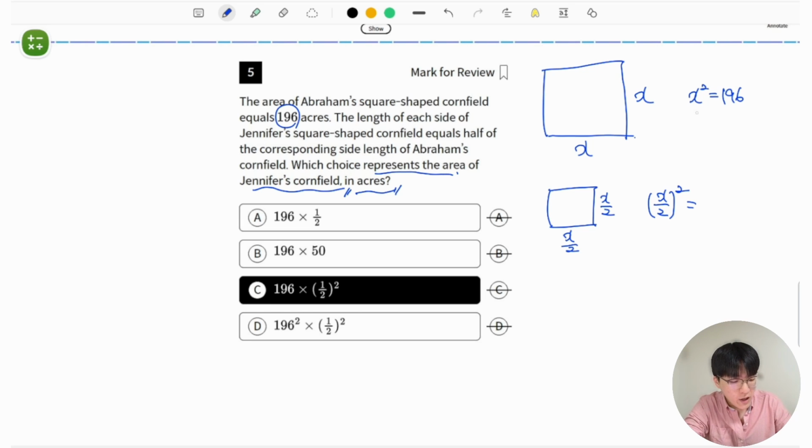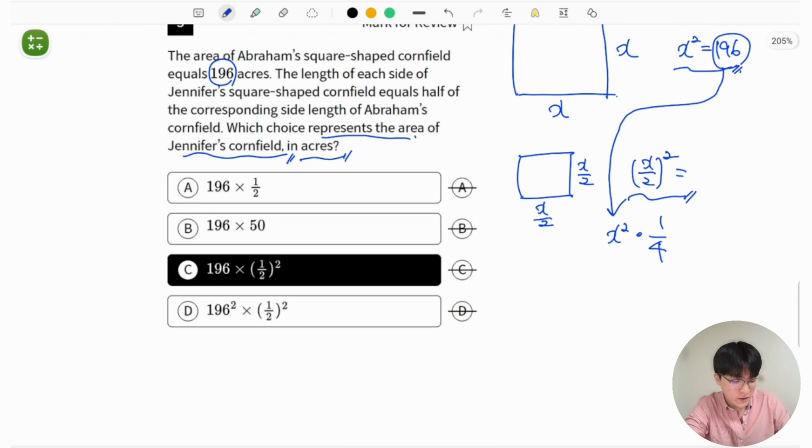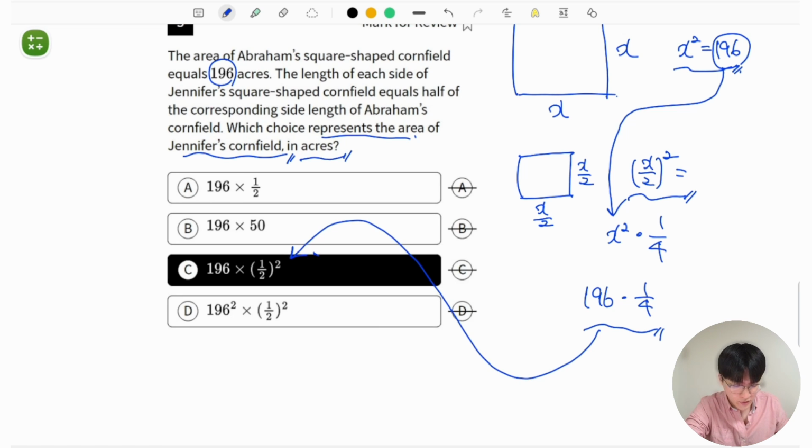So if we know that x squared, or Abraham's cornfield, is equal to 196, we can simplify this expression, which is x squared times 1/2 times 1/2, which is equal to 1/4. And therefore, we can plug this into this equation, and we get 196 times 1/4. And that is the expression that we want to find. The expression that best matches this situation is answer choice C, where 1/4 is represented as (1/2) squared. Okay? And therefore, question number 5, the answer is C.